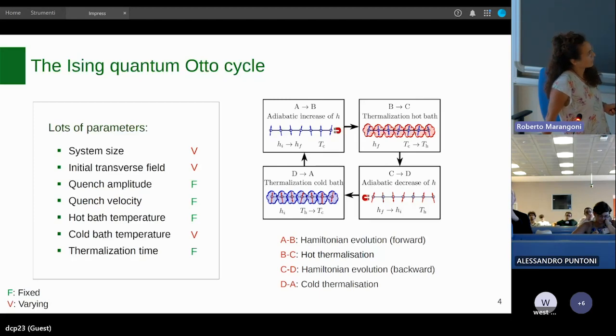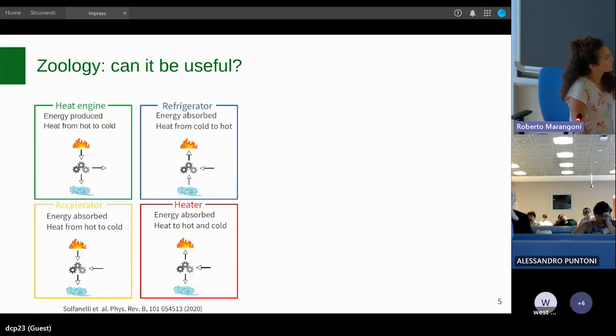And then we fix the quench amplitude, the velocity of the quench, the hot bath temperature, and the thermalization time. During the talk, I will give you some hint on what changes if you also change these parameters. So let's see which are the first results.